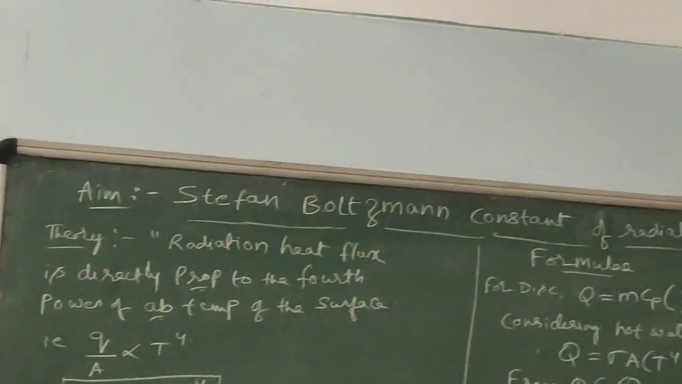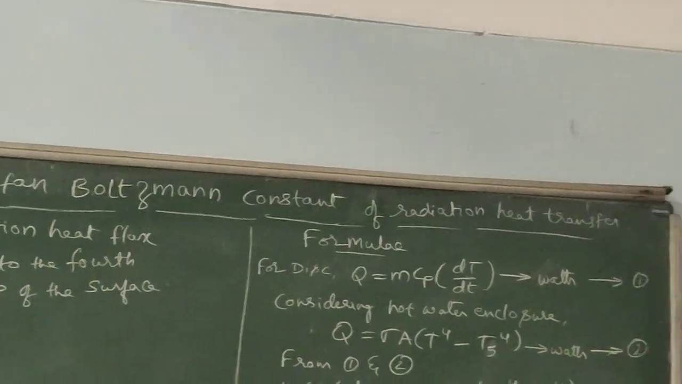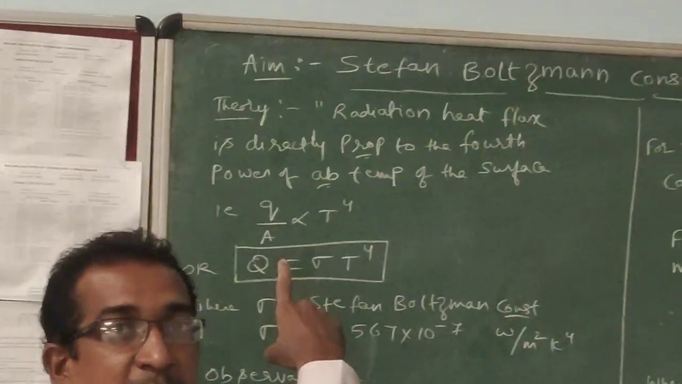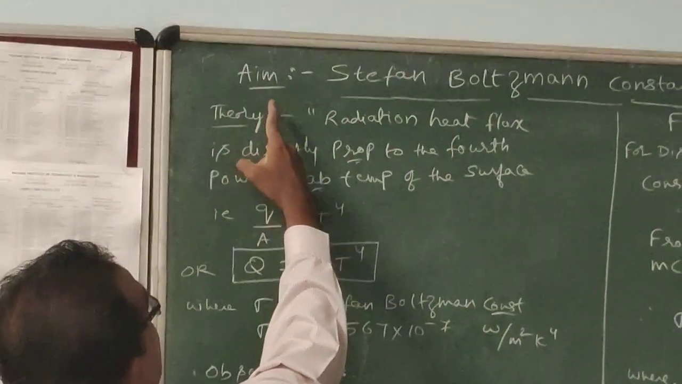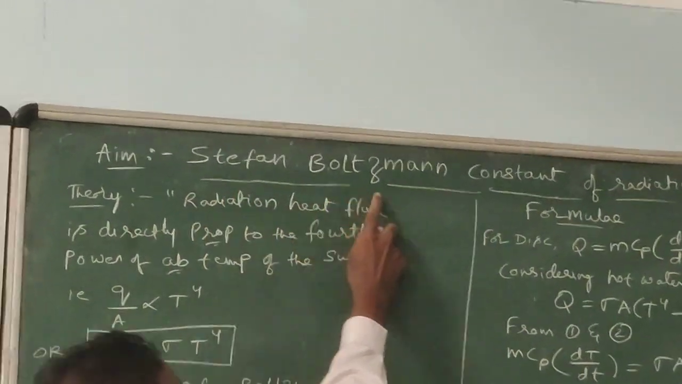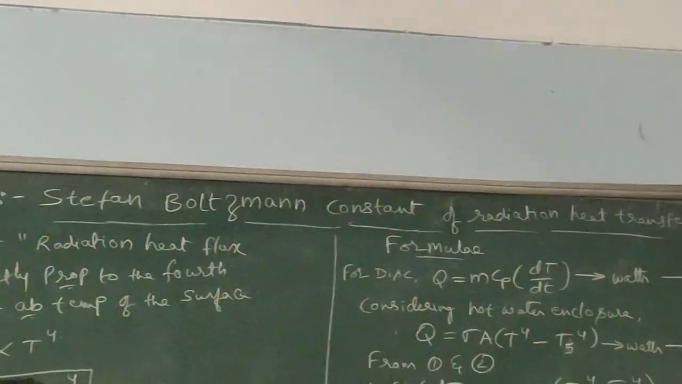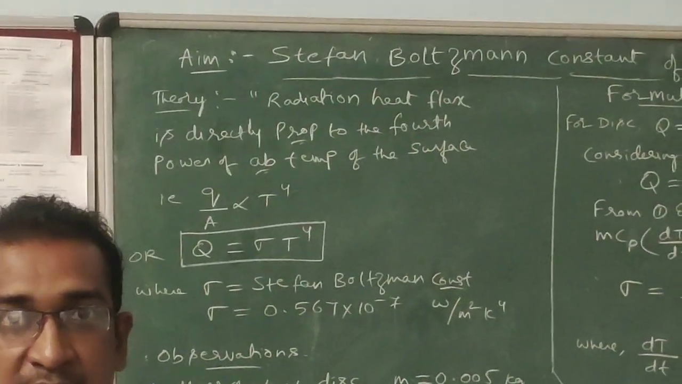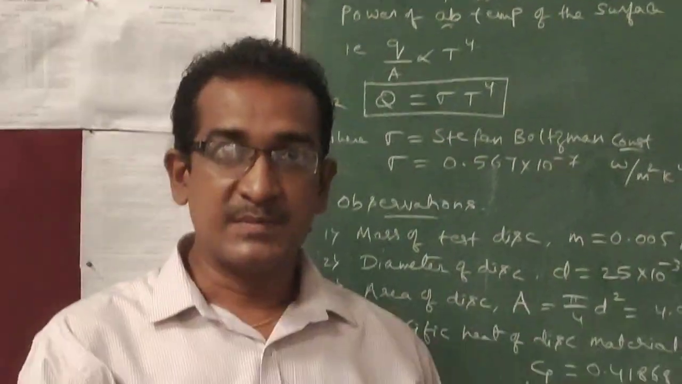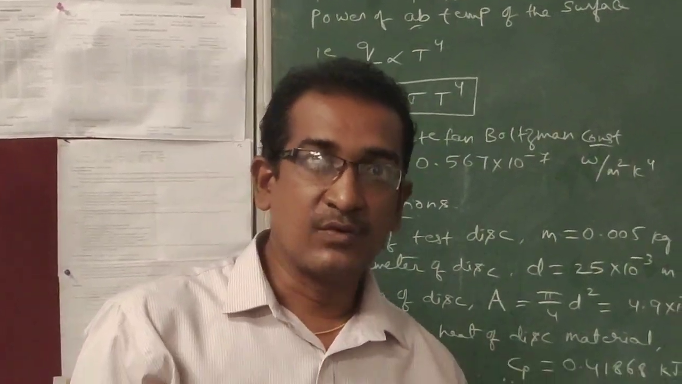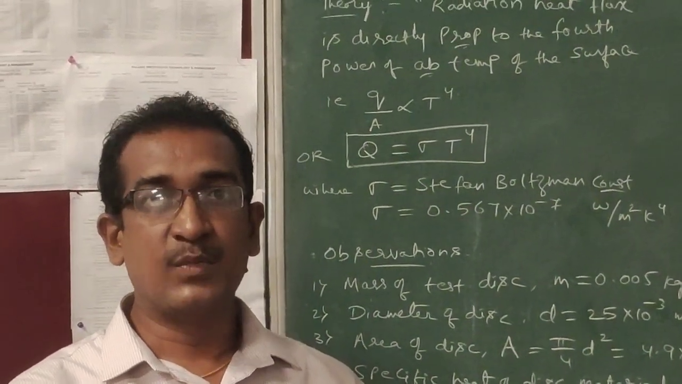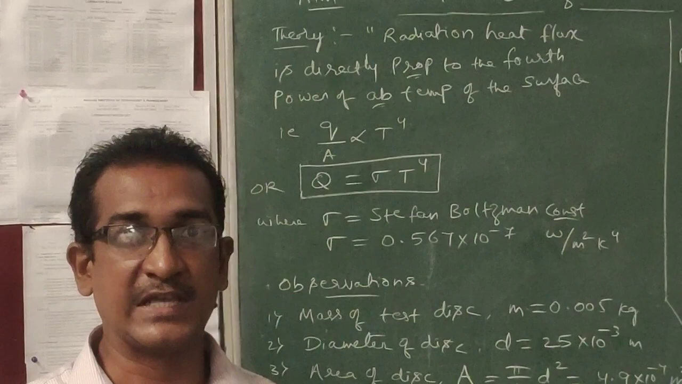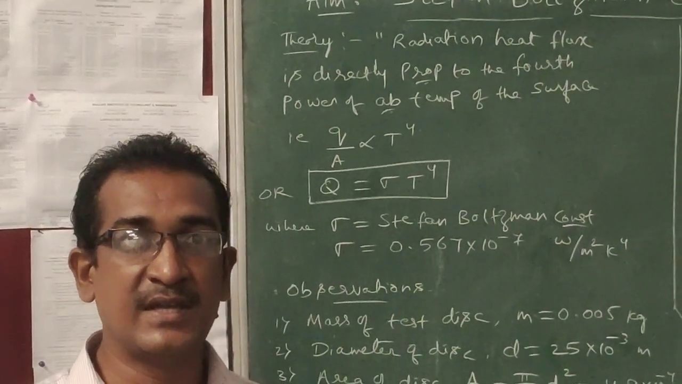Let us start the experiment on Stefan Boltzmann constant. So what is the aim of the experiment? Aim of the experiment is to determine Stefan Boltzmann constant of radiation heat transfer. This topic comes under the radiation chapter. So we are going to find out what is the Stefan Boltzmann constant value from this experiment. That is our aim of the experiment.